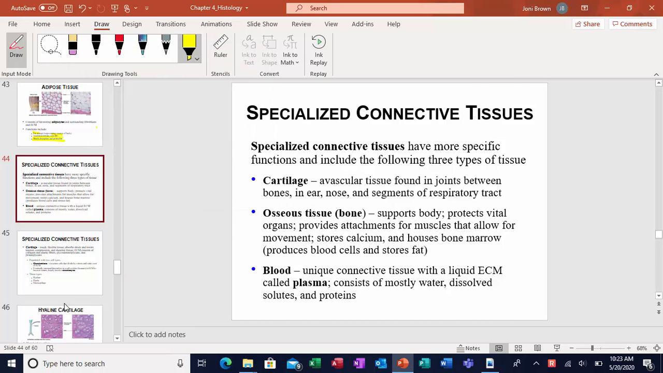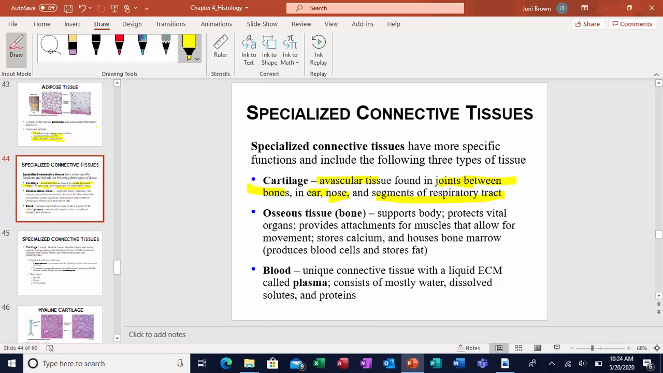Moving to the specialized connective tissues, these have more specific functions than the general connective tissues do. We're talking about cartilage and osseous tissue or bone and blood. Cartilage is the only connective tissue that's avascular, and it's got to get nourishment from other tissues around it, blood supplies around it. You find this in your joints, in between bones, in your ear, your nose, and in parts of the respiratory tract.